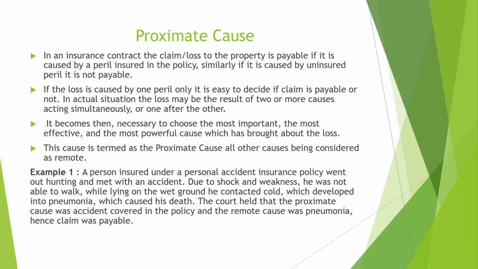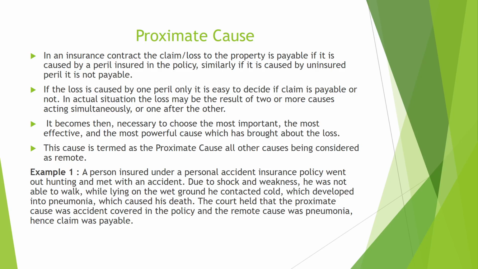If there is one peril, we can decide easily. In an actual situation, the loss may be the result of two or more causes acting simultaneously or one after the other. That may be the case, that two different causes may be there. It then becomes necessary to choose the most important, the most effective, and the most powerful cause of the loss. This cause is termed the proximate cause. All other causes are considered remote. The cause which is primary is called the proximate cause, and all secondary causes are called remote causes. So this is the example I have mentioned.